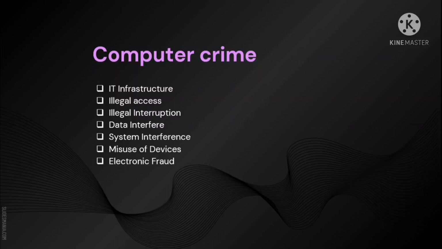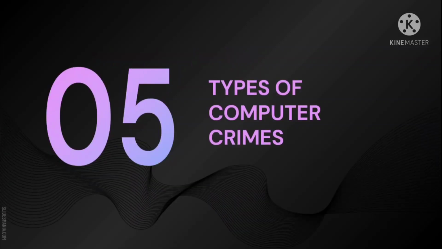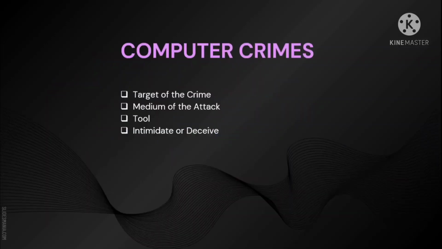So here are the computer crime examples: first IT infrastructure, second illegal access, illegal interruption, data interference, system interference, misuse of device, and electronic fraud. So fifth is types of computer crimes. These are the types of computer crimes. First is target of the crime, medium of the attack, tool, and intimidate or deceive.